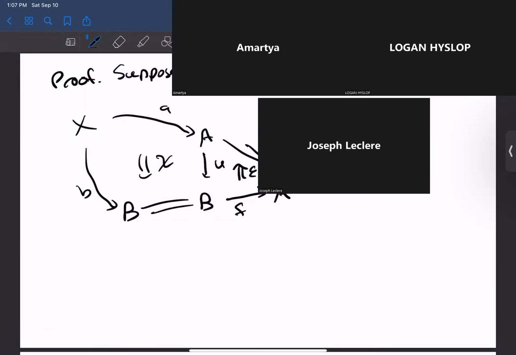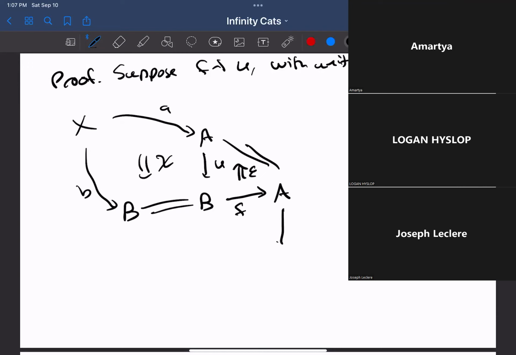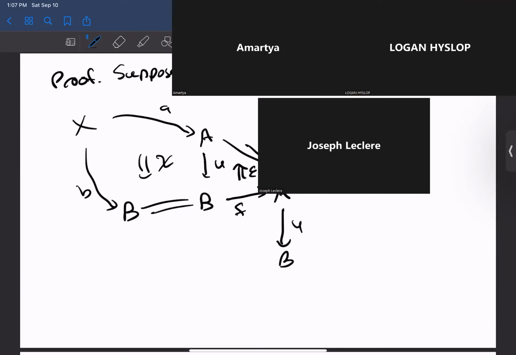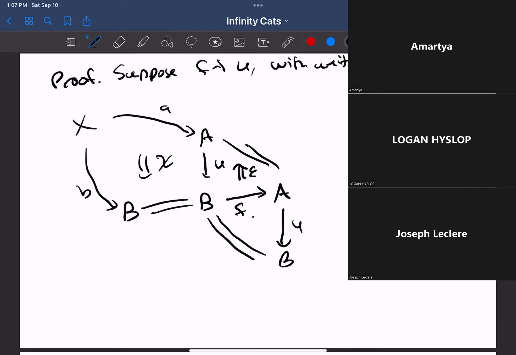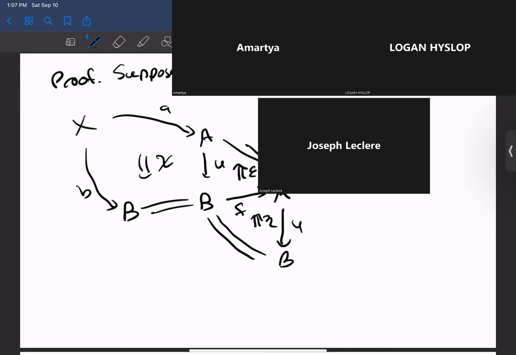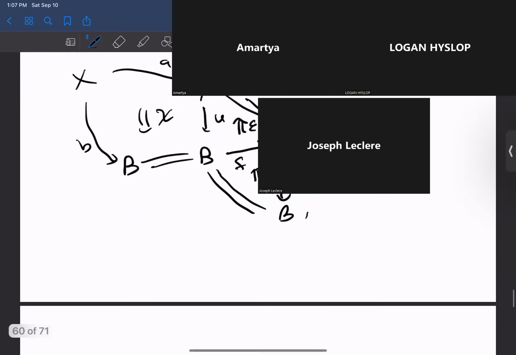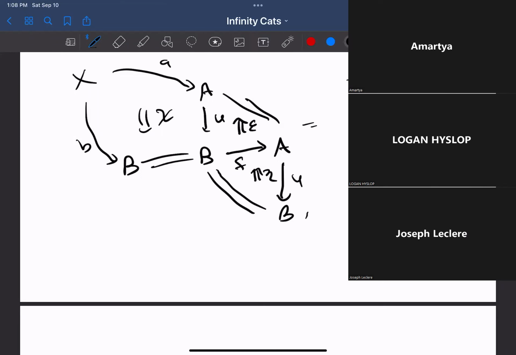And we can see that if we do this, then after we take this diagram here with the unit, then since this part here, by the triangle equality, is just equal to the identity, we're going to have that this is equal to X to A down by U to B, down by B to B, and down by chi.